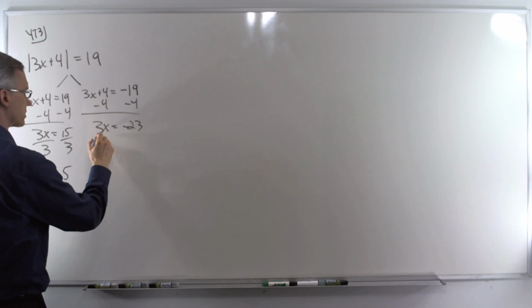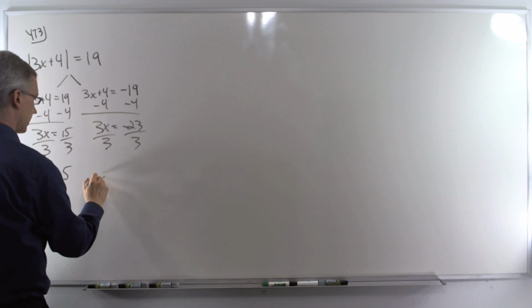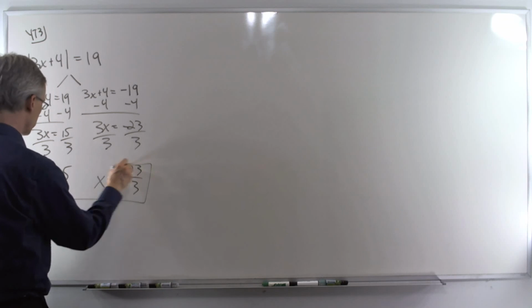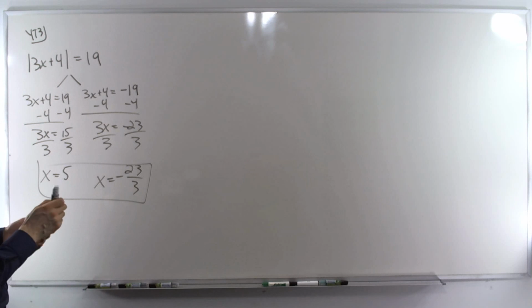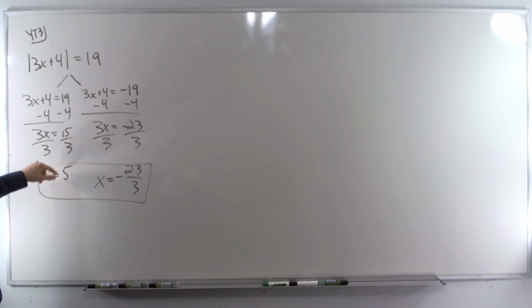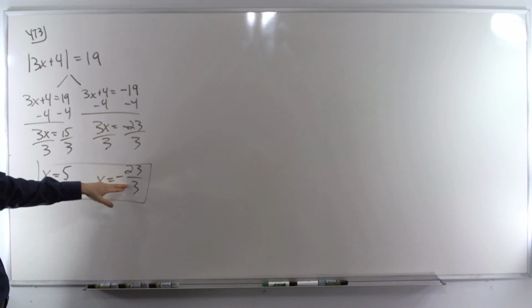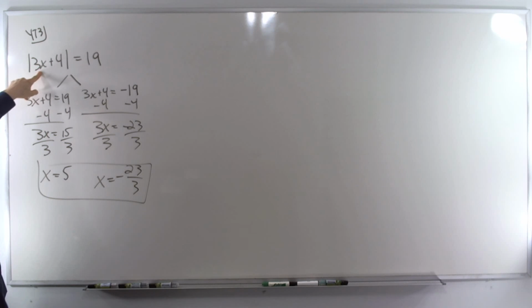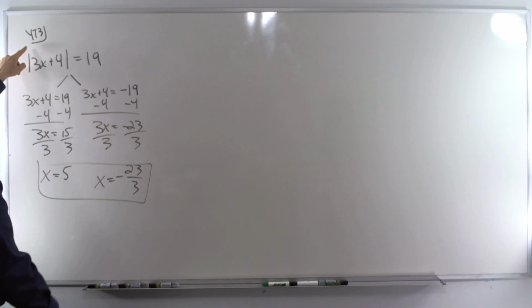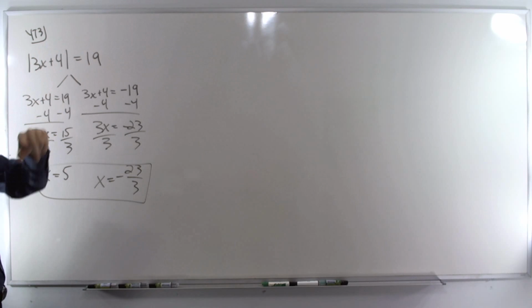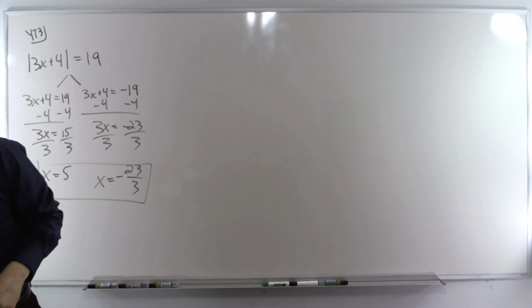So we got 3x equals negative 23, and that gives us x equals negative 23 thirds. So our two solutions are 5 and negative 23 thirds. All right, let's plug these in to check. We got 3 times 5 is 15, plus 4 is 19, absolute value of 19 is 19. That checks. Negative 23 thirds, when we plug it in here and we multiply, those 3's are going to cancel. So we get negative 23. Negative 23 plus 4 is negative 19. Absolute value of negative 19 is positive 19. So those two check.